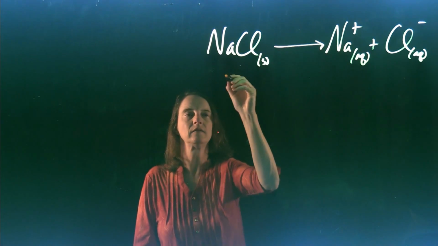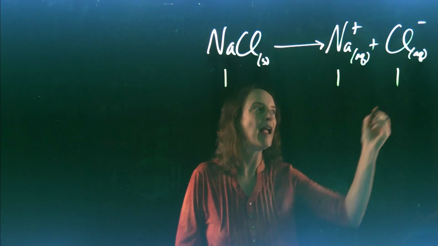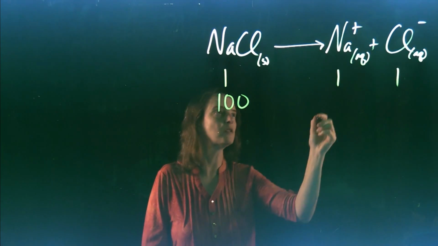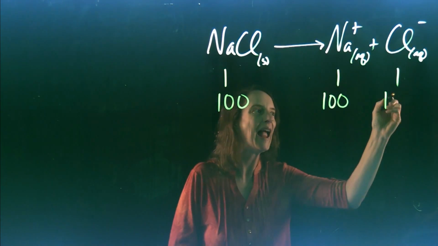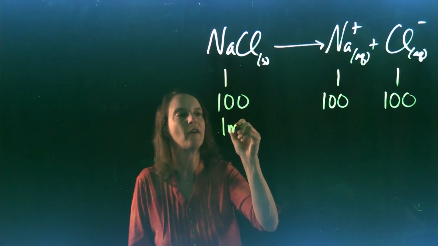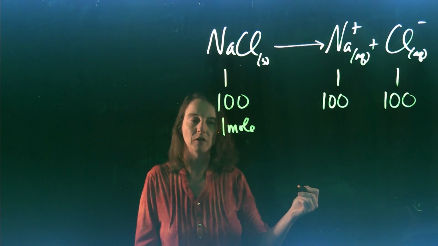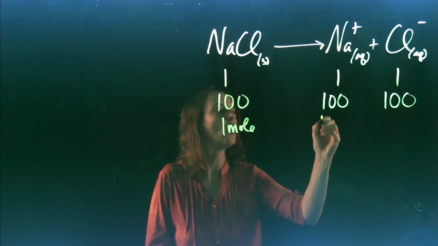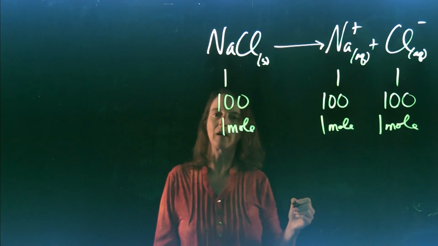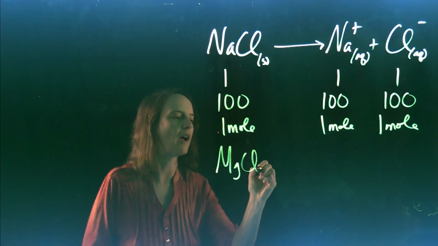If we have one sodium chloride unit, we would generate one sodium ion and one chloride ion. If we had 100 sodium chloride units, we would generate 100 sodium ions and 100 chloride ions. Or in molar terms, if we have 1 mole of sodium chloride units, which would be Avogadro's number of units, we would generate in water 1 mole of sodium ions and 1 mole of chloride ions.